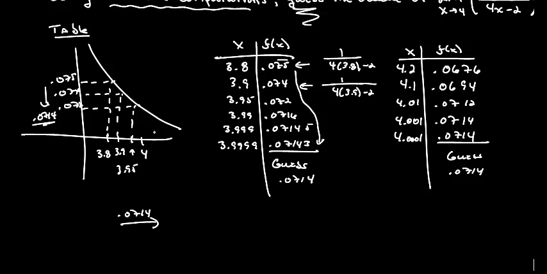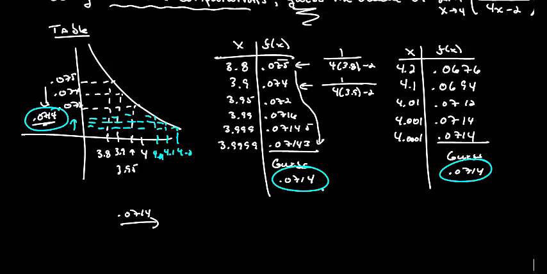Then we came in from the other side and we said, okay, here's 4.2, here's 4.1, here's 4.01. And then we started looking at their heights, and what they are trending towards. We also got that they were trending towards 0.0714. And the idea is that if they both are trending to the same thing, then the limit exists. And the limit as x approaches 4 of 1 over 4x minus 2 is equal to 0.0714. These guys have got to both agree. If one is approaching a number and the other one's approaching a different number, all bets are off.